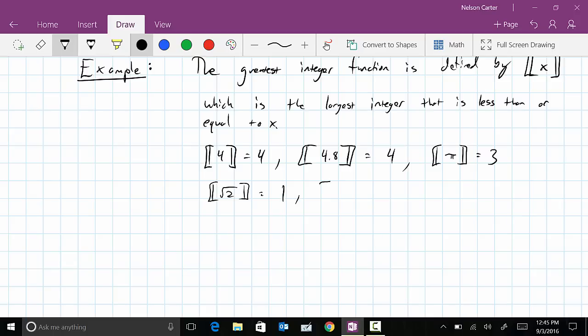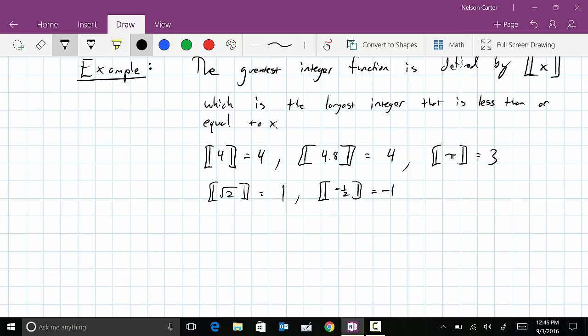What about negatives? So what about the greatest integer of negative 1/2? Well, what integer is immediately to the left of negative 1/2? It would be negative 1, right? So this is actually equal to negative 1. People get a little confused with this, with negatives, because they're thinking, oh, it'd be like 0. No, it's not 0. It's going to be negative 1. You always have to go to the left.